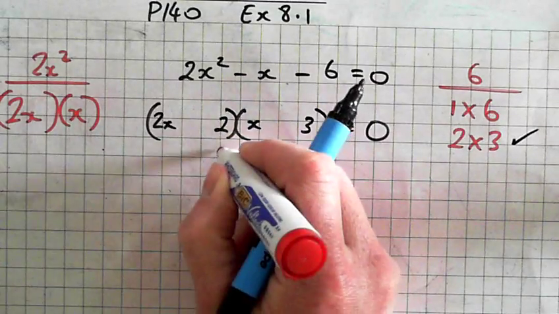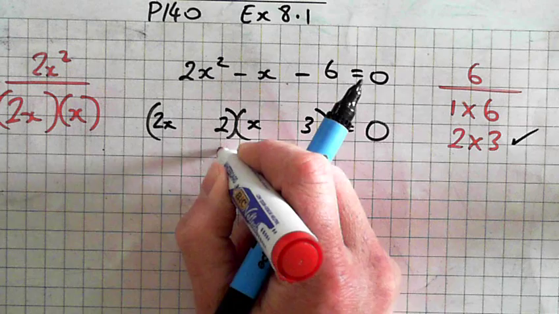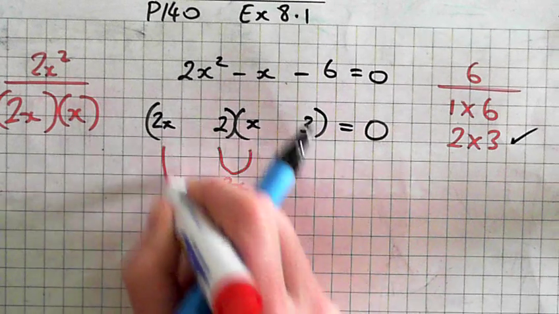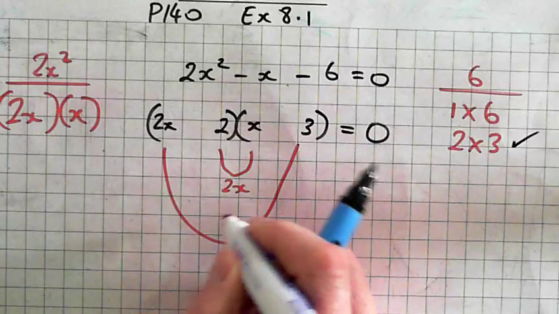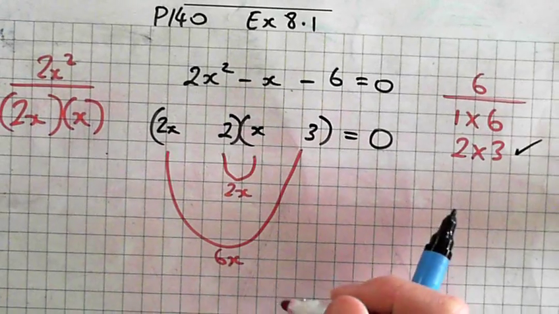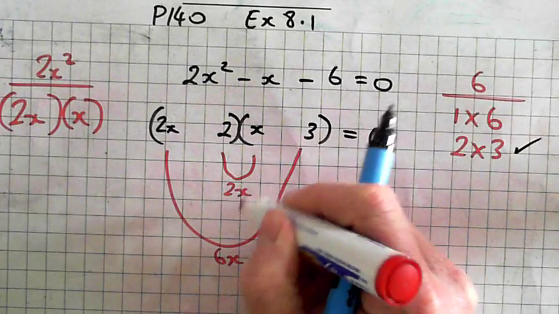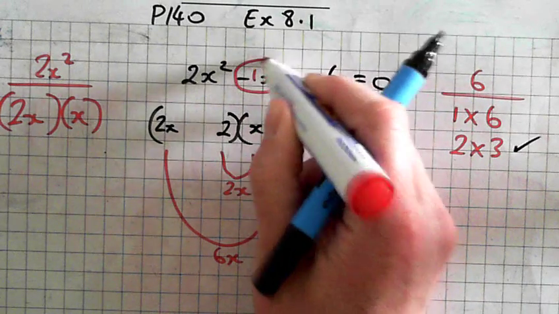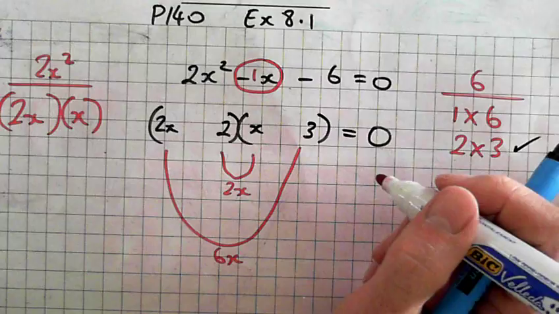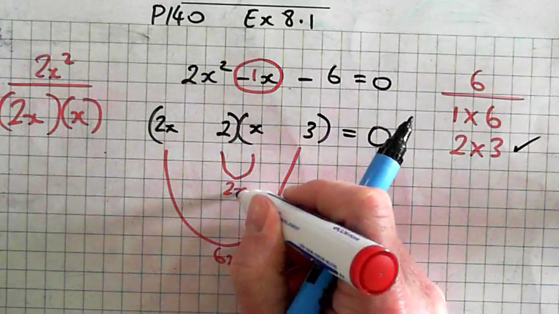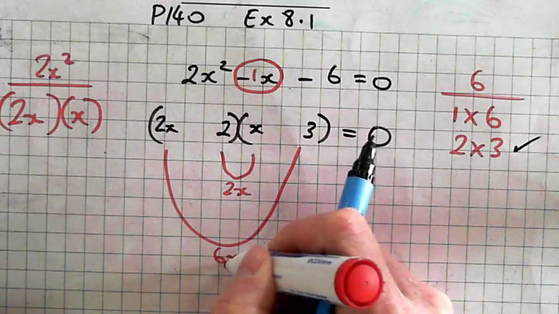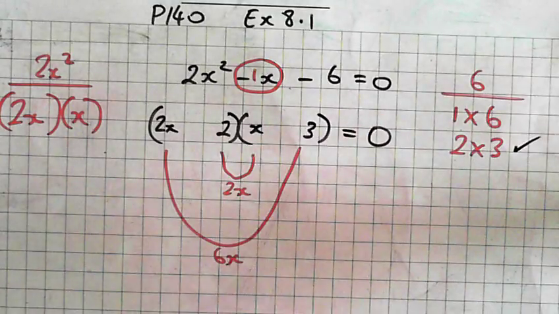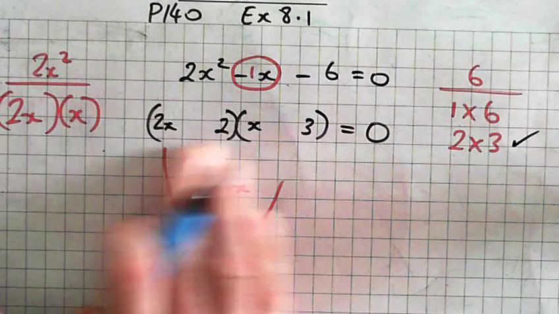So watch, this is the test. Test number 1. 2 times x is 2x times 3. Looking this way. Now, can I add or subtract 2x and 6x to give me a minus 1x? No. To give me a minus 1. 6 minus 2 gives me 4. 6 plus 2 gives me 8. I can't get a 1. Use the top pair.